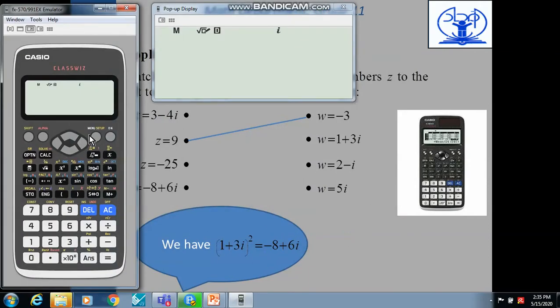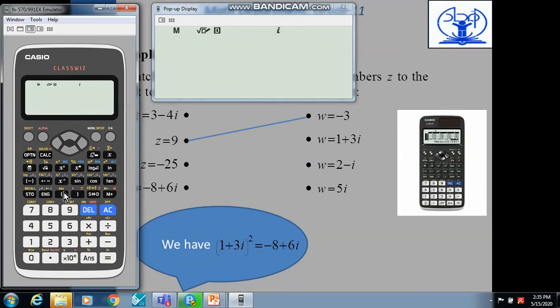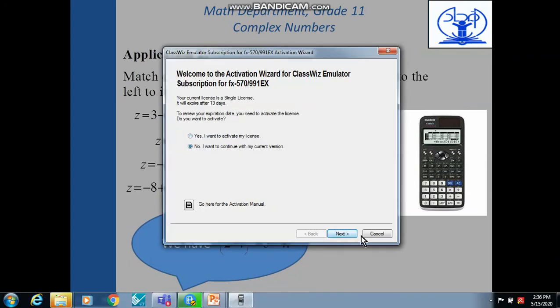I will pass to the complex mode first, menu 2. (1 plus 3i) squared, equal. Check that: it's minus 8 plus 6i. So we can deduce that 1 plus 3i is a square root of minus 8 plus 6i. Now (2 minus i) squared is equal to 3 minus 4i. Let us verify that on the calculator also.